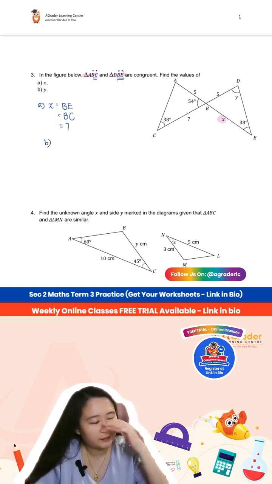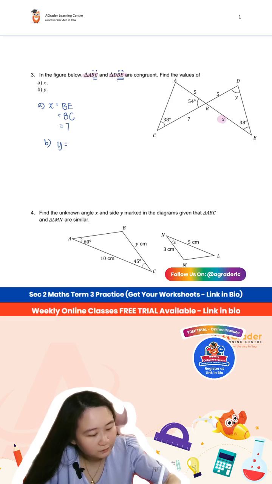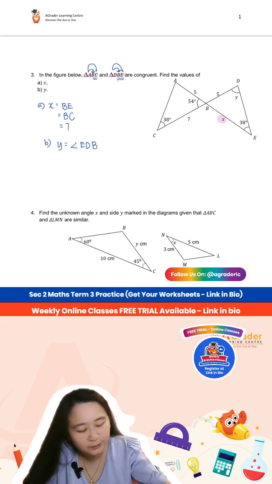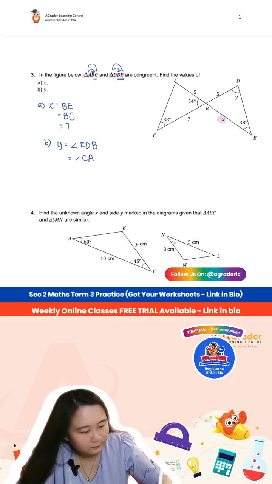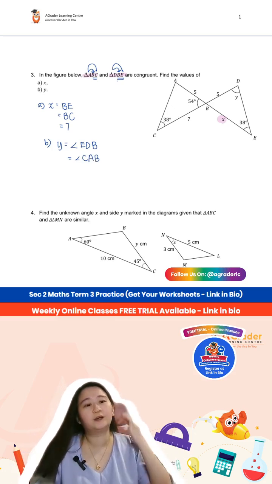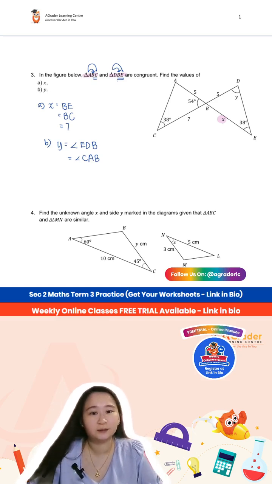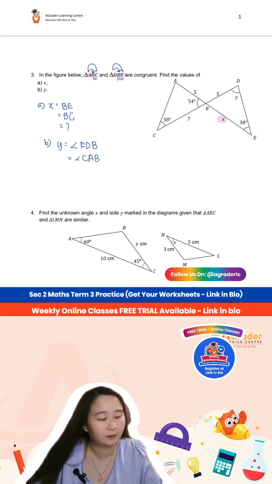For y, it will be an angle. So y is equal to angle EDB. It will correspond to angle CAB, because in congruency and similarity, the sequence of how you label or name the triangle is very important. That's why you can also use this to help you find which angle is the same.